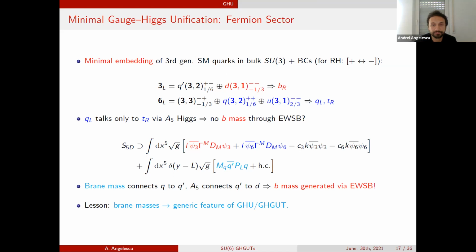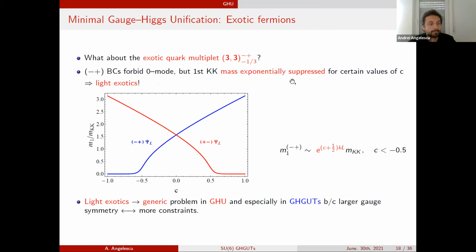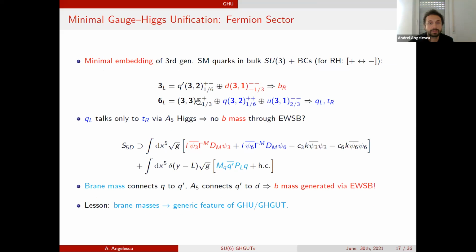Right. But there's also this multiplet here that I did not mention. Something I have to mention before going on is that I'm assigning mixed boundary conditions to the two multiplets because I don't want them to produce any zero modes, which is taken care of by plus-minus or minus-plus boundary conditions. So I have to assign them mixed boundary conditions to kill their zero mode.